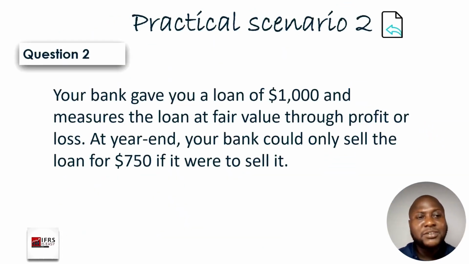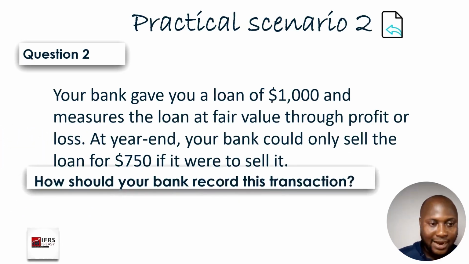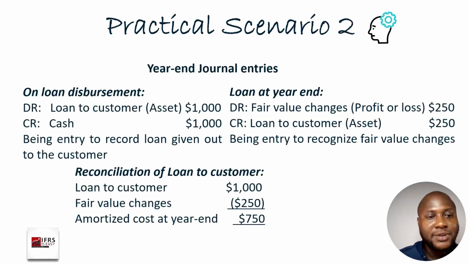Okay, so the scenario here says your bank gave you a loan of $1,000 and measures the loan at fair value through profit or loss. At year end, your bank could only sell the loan for $750 if it were to sell it. So how do you account for that? Accounting for that is pretty much straightforward. Your loan to your customer, which is by the bank, will be credit cash to release the fund, and debit the loan to customer.